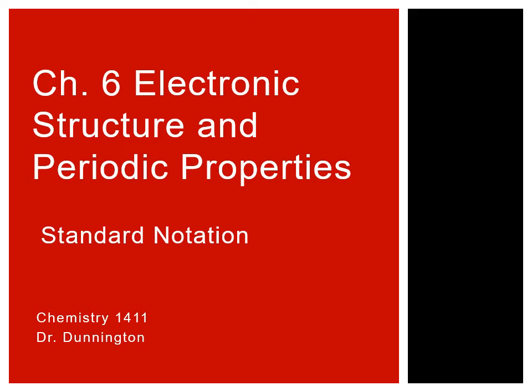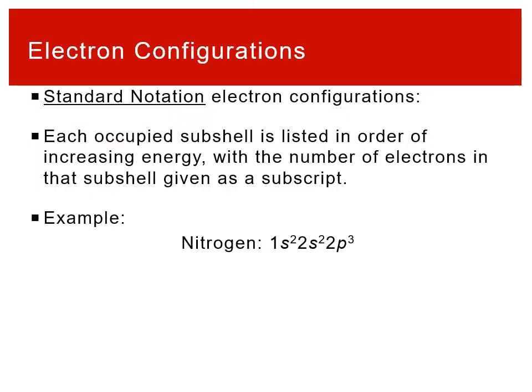Now we want to actually come up with some electron configurations, and we're going to start with standard notation. The idea behind standard notation is for an atom, you give every single subshell where there are electrons and how many electrons are in there. So standard notation is one of the basic representations of just where are the electrons and, importantly, how many do you have?